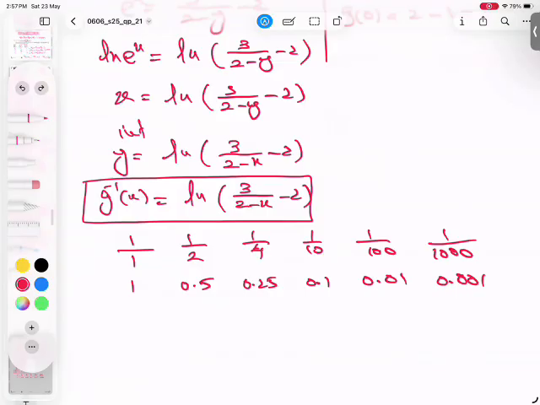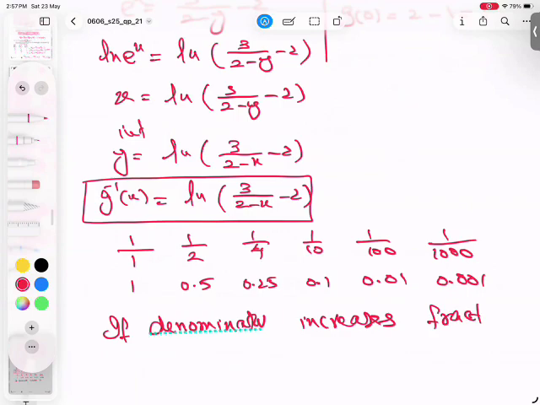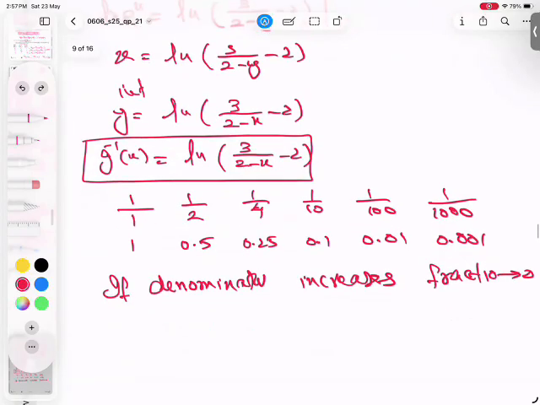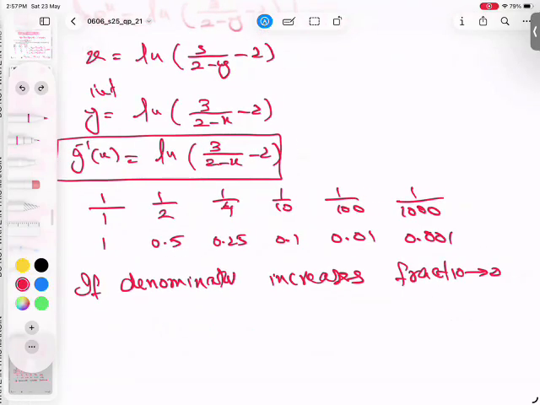It means if the denominator increases, the fraction approaches zero. Fraction approaches zero. Not infinity, sorry, the fraction approaches zero. How come? Because as the denominator increases, the whole answer goes to zero. So we can say the fraction approaches zero.